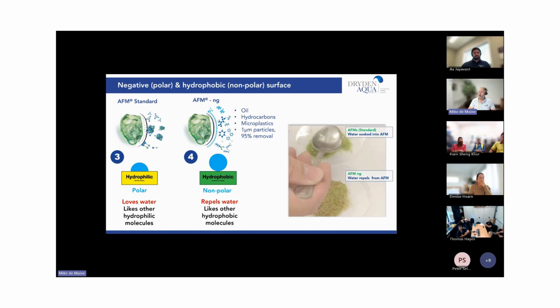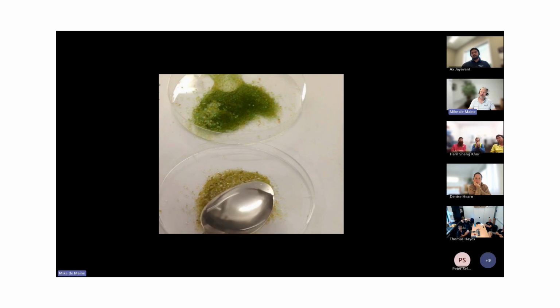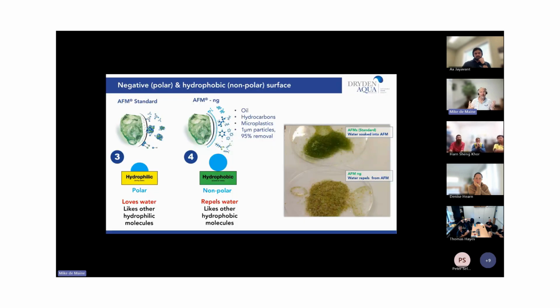So just to show you quickly the difference, this is a video. Yes, great. The top one is the AFM standard. You can see how it absorbs the water. So because of the negative charge, it pulls the water into the media. And then the AFM NG at the bottom just pushes the water away, because of its hydrophobicity. And that's why it needs a slightly different installation method, and it needs a soaking period.